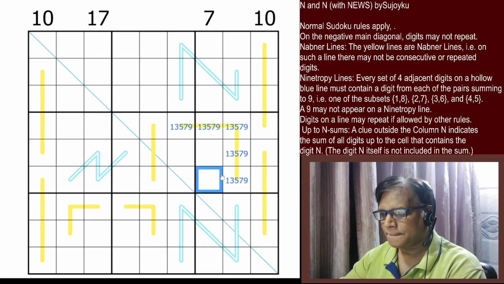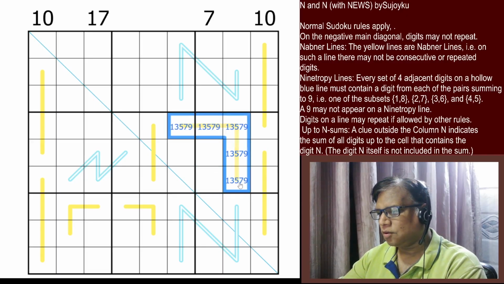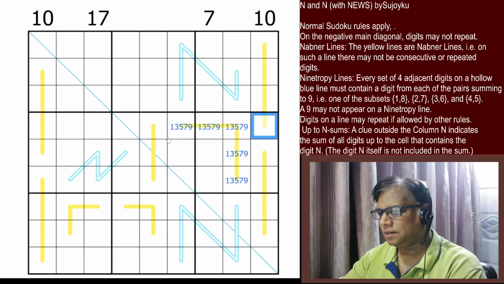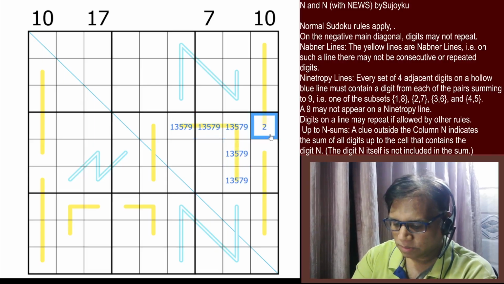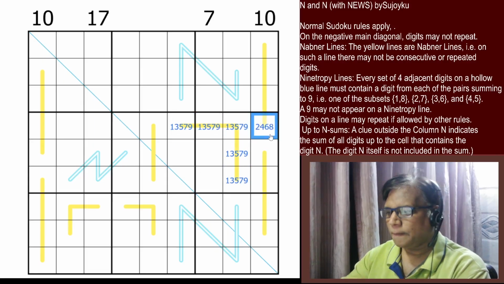Now, clearly, look, all these sets are looking at this set. So this cannot be odd. This must be even: 2, 4, 6, 8.